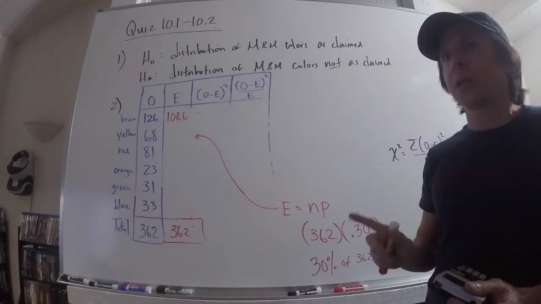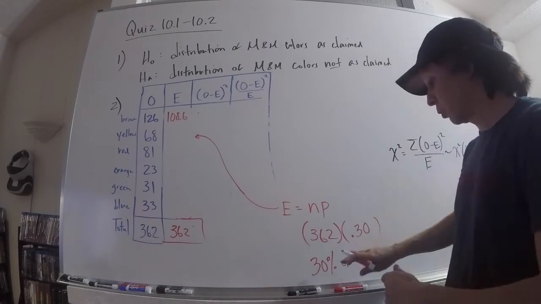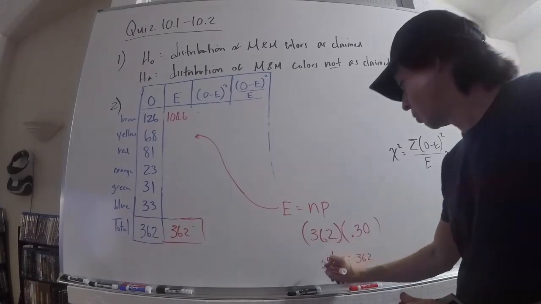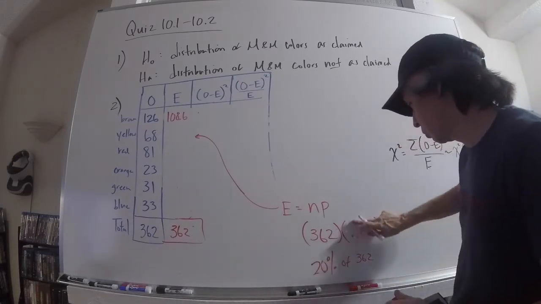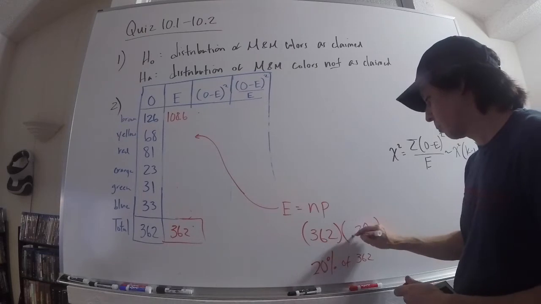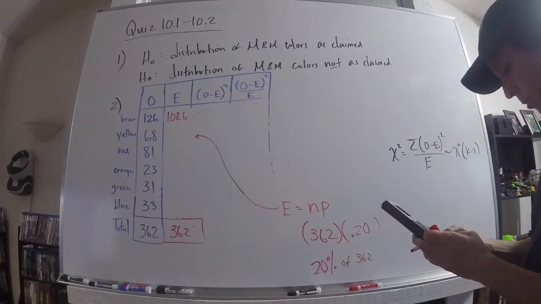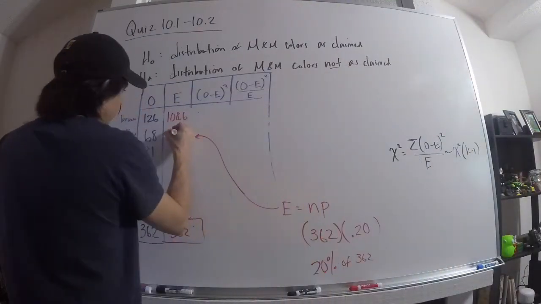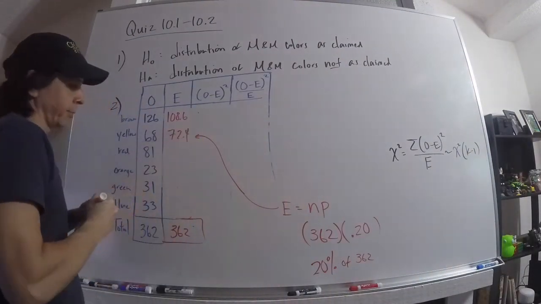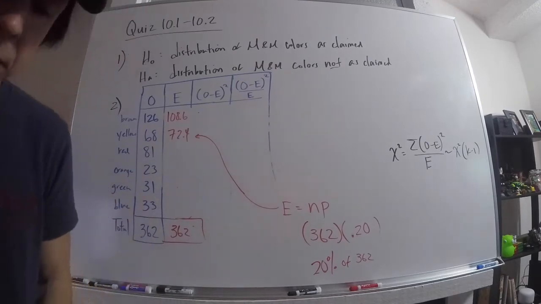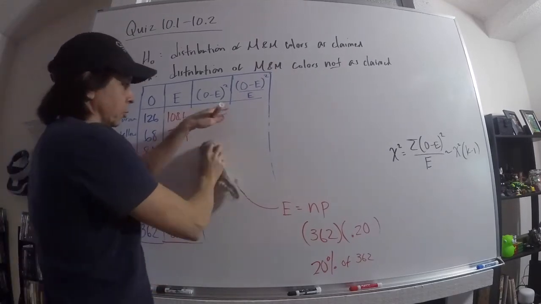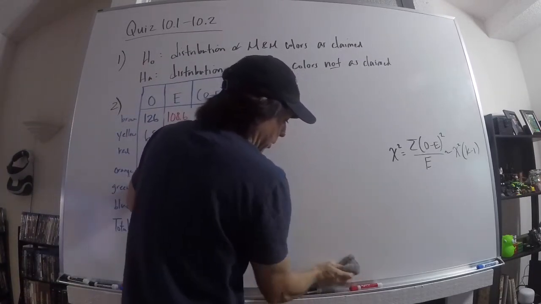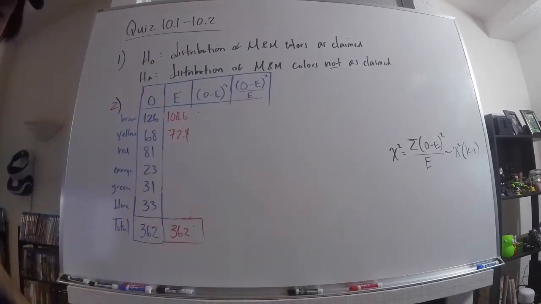They claim 20% of M&Ms should be yellow. So now I want to do 20% of 362. So I'm going to do 362 times 0.20. I'll get 72.4. Okay, so that's how I'm doing it. I'm going to clean this up a little bit. I'm still going to put little notes. I'm going to use these spaces to put notes for now, but then I'll have to clear it out and make space for my actual computations building up to my chi-squared.